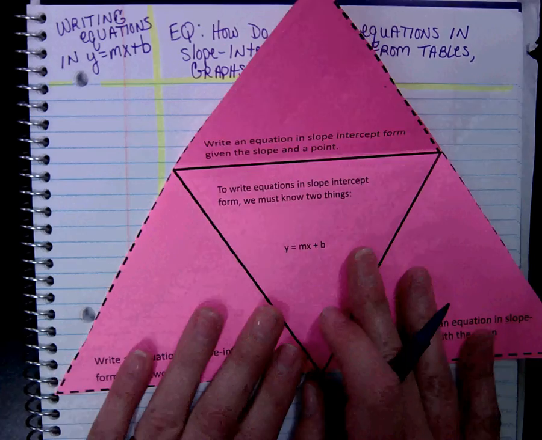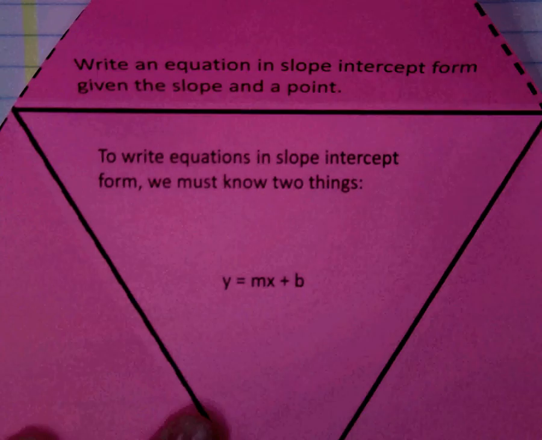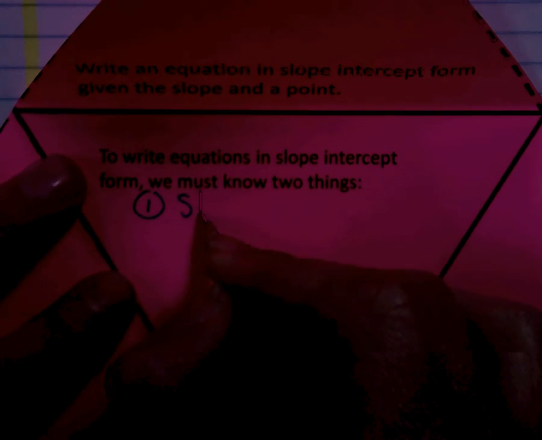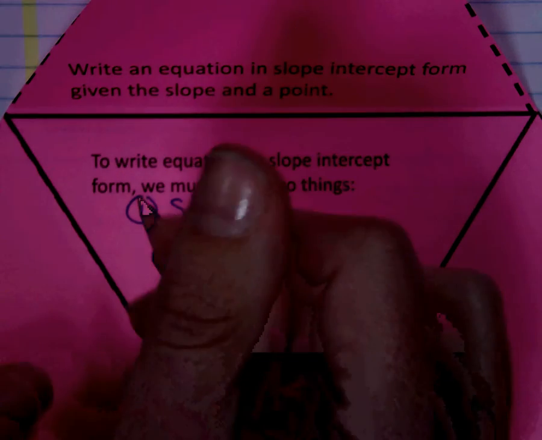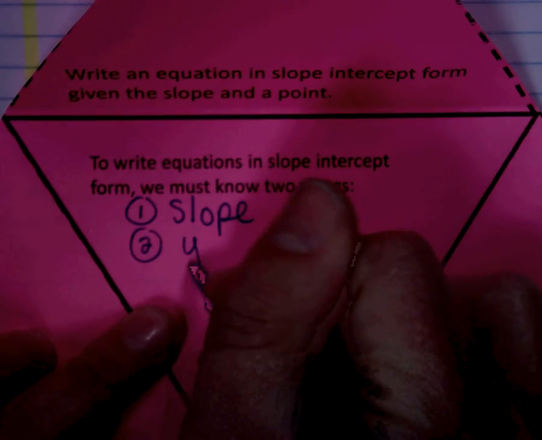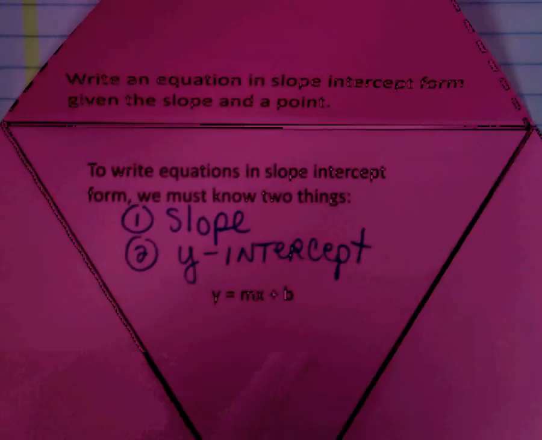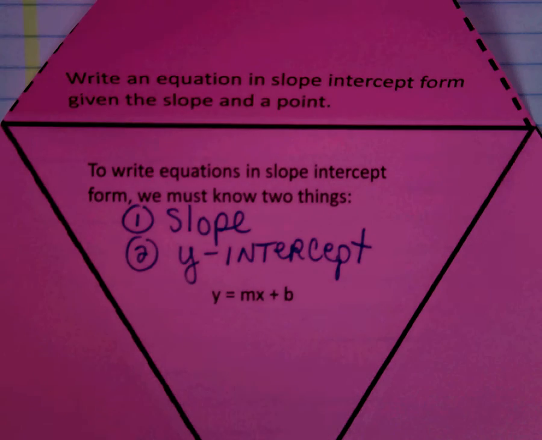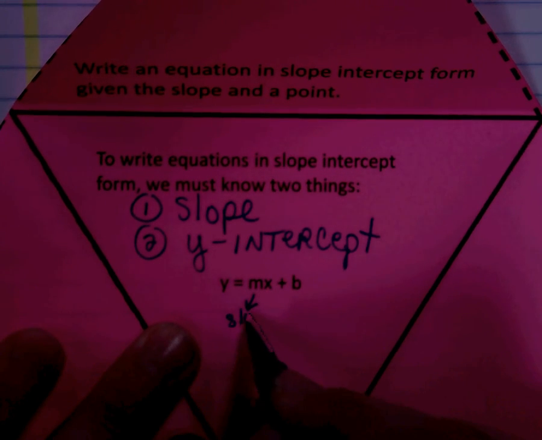Okay, so the first thing that I want us to look at, and I'm going to zoom in a little bit, says to write equations in slope-intercept form, we must know two things. We must know, number one, the slope, and we must know the y-intercept. Obviously, if we're going to write it in slope-intercept form, we have to know the slope and the y-intercept. We should know that y equals mx plus b is slope-intercept form, but I'm going to review it real quick. M, remember, is the slope.